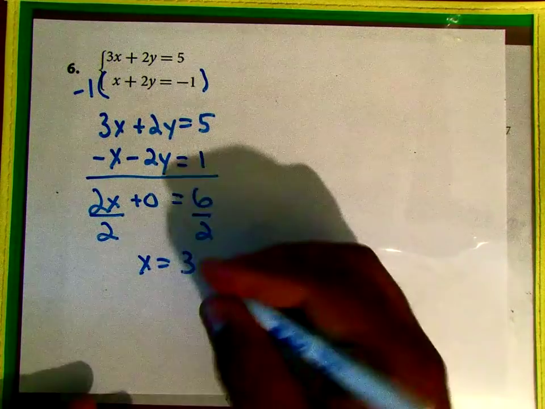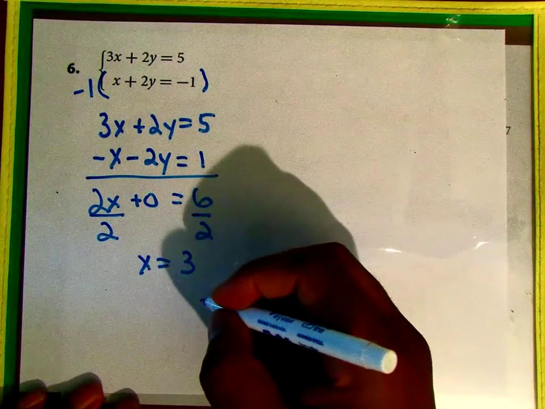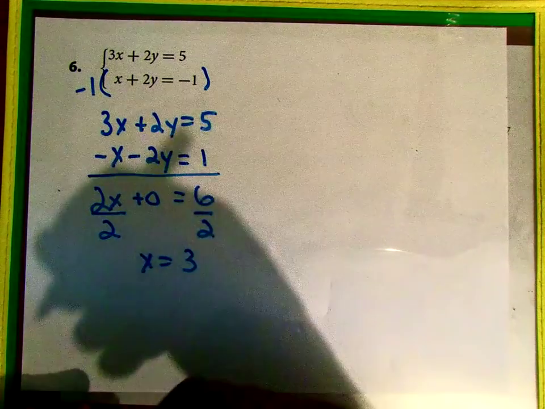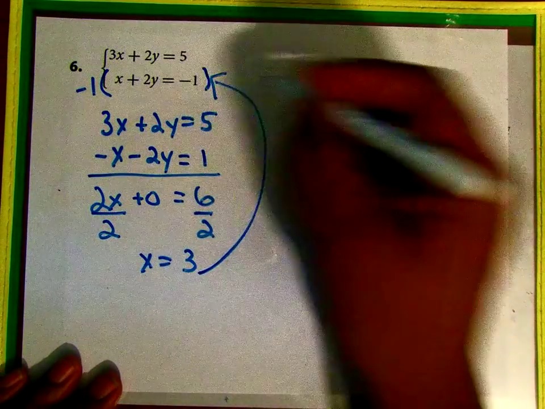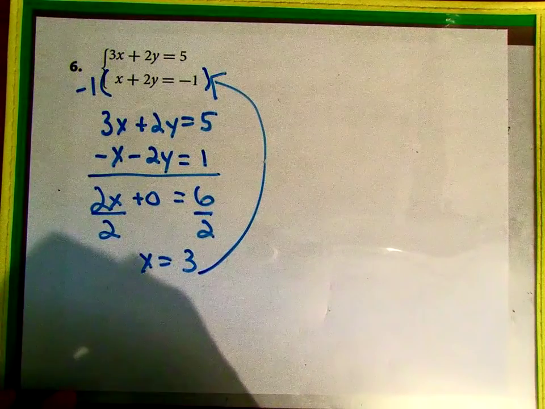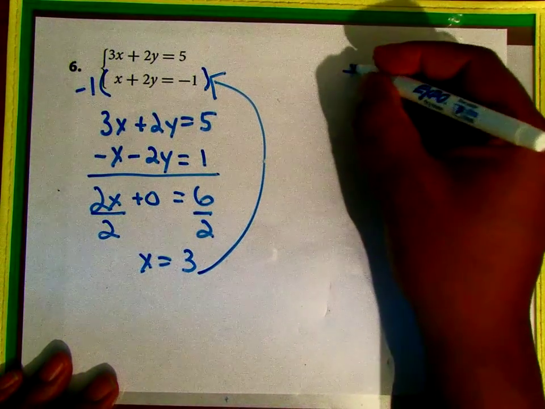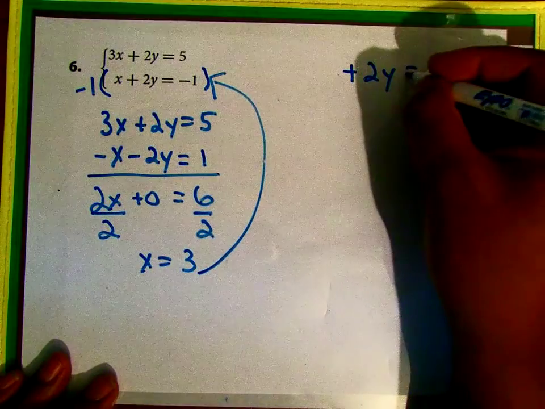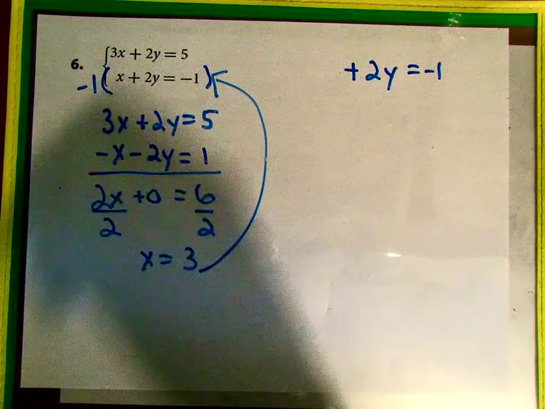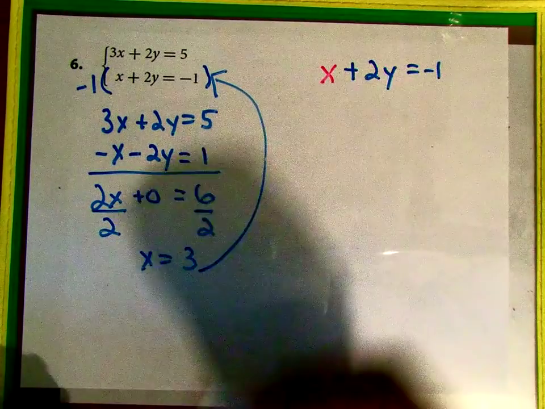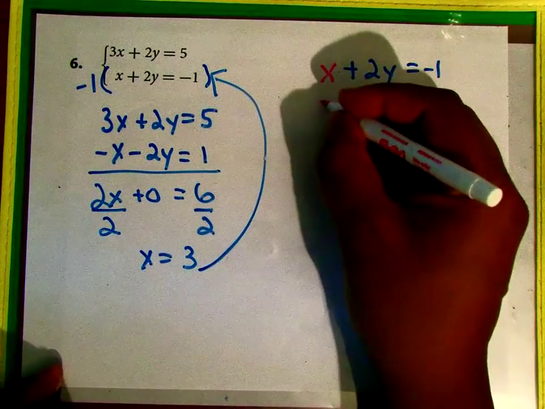Okay, and now we're going to take this x equal 3 and plug it back into either one of our equations here. I'm going to plug it into this one, and I'm going to use the original one the way it was. So that's going to be x plus 2y is equal to negative 1. So that x is what I'm going to plug in. And I'm going to plug in 3.